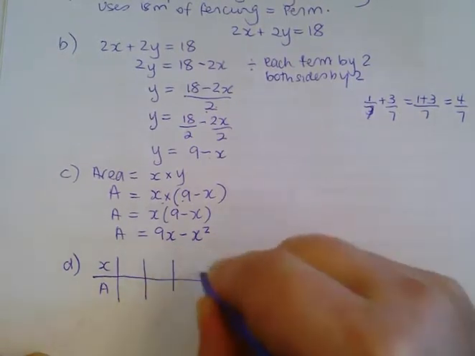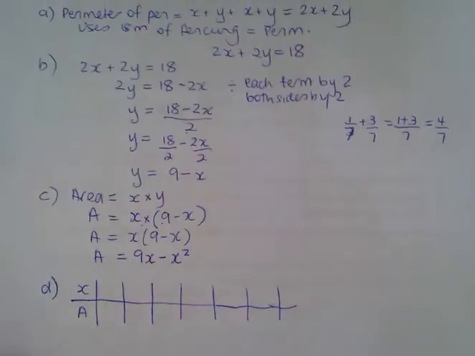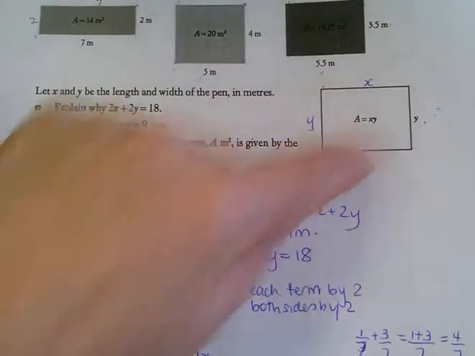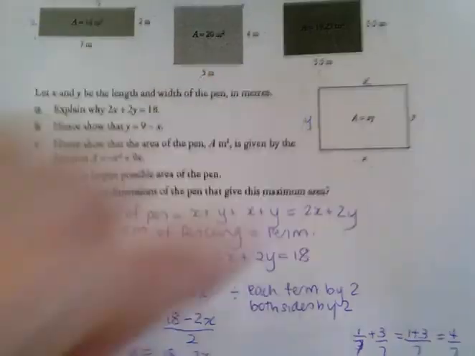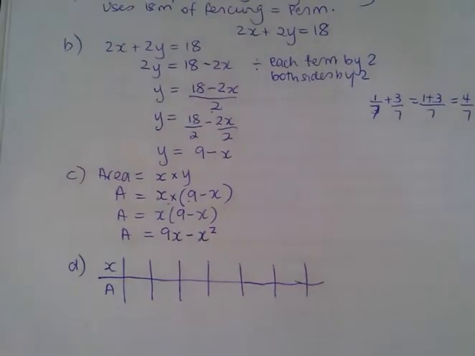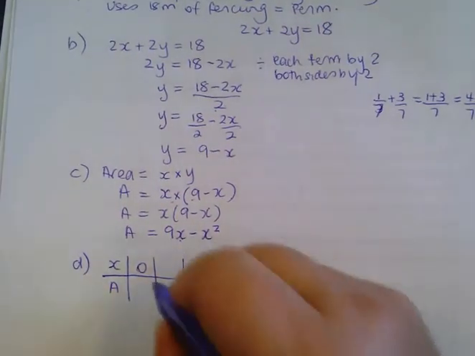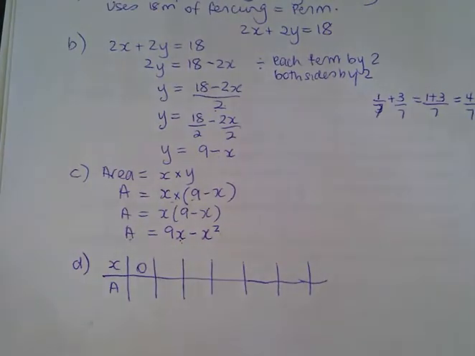What do you start off with? What would be some values? X can never be negative. X is a length. X is a side length, and so is y. So you can start with 0, but it'll never be 0. You can't have a length of 0, but I'll put 0 in anyway. So if x is 0, what's A? Anyone?